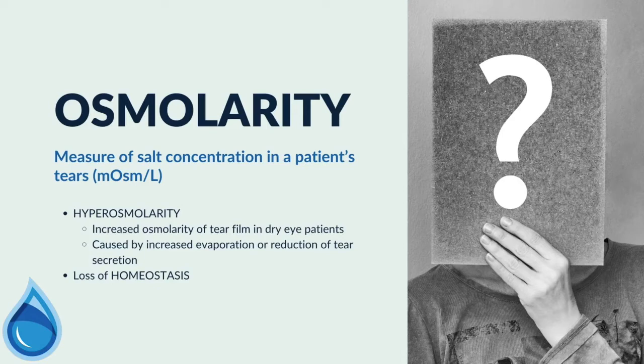When a person has dry eye, they often have something that's called hyperosmolarity. So this is basically signifying an increase of osmolarity in their tear film. This hyperosmolarity is caused by an increased evaporation of their tears or a reduction of tear secretion. Therefore, we say these people often have salty tears. When this occurs, there is a loss of that homeostasis.